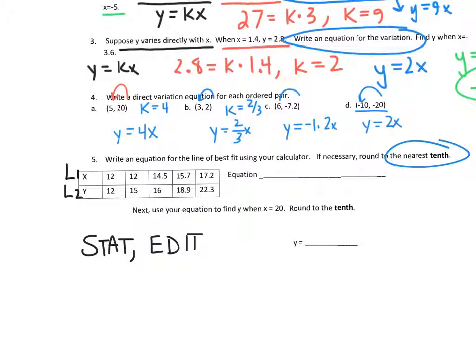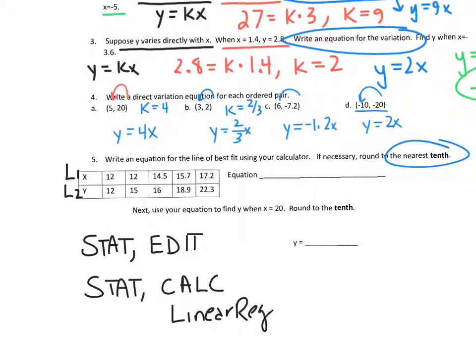18.9, and 22.3. Once you put this in, you want to go to Stat, then Calc, and then Linear Regression. Look for LinReg. So Stat, Calc, Linear Regression. Press Enter all the way through until you get your a and your b. So I'm going to round my a to the nearest tenth, so it's y equals 1.6x. And my y-intercept, my b value, is negative 6.2, and I rounded.